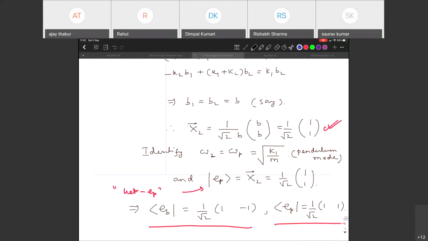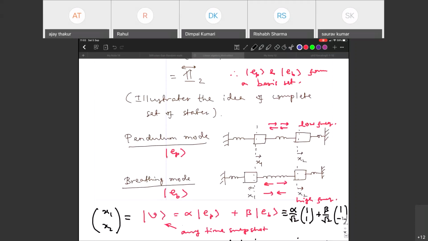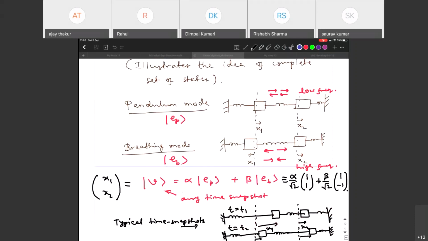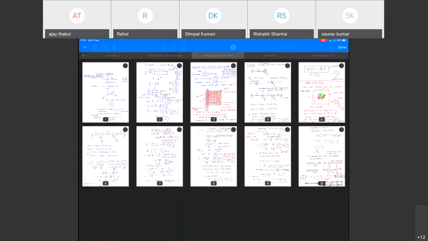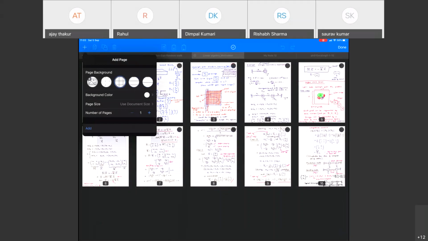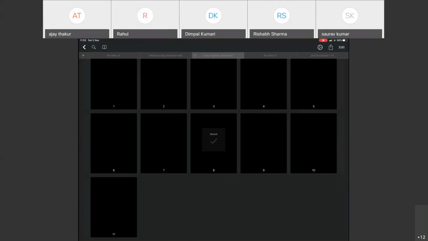Okay, so let me tell you what he's asking. For that, we need to add a page to it. I'll just add one page to it. So maybe add new page. Okay. Rahul asked this, right? Yes, sir.